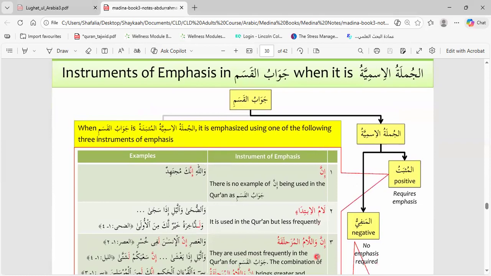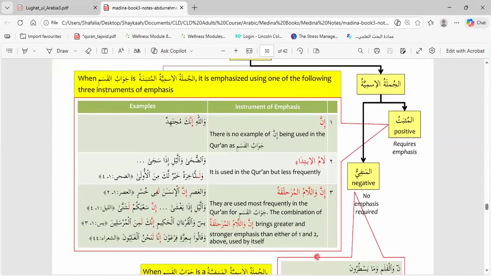Instruments of emphasis in جواب القسم in جملة اسمية. Three of the instruments are used here. So you have positive, you have negative. The first one we see is inna. There is an example of inna being used in the Quran in jawab al-qasam: Wallahu innaka mujtahidun. Allahu, so here is the qasam. Wallahu innaka mujtahidun.